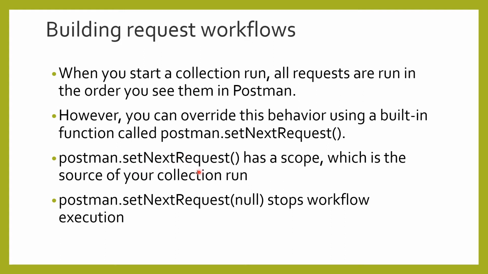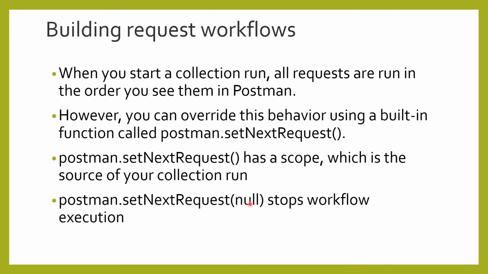This set next request has a scope, which is the source of your collection run. If you are running a particular collection, then set next request can run only the requests which are in that particular collection. If you are running all the requests in a particular folder, then set next request can run the API request only from that particular folder.